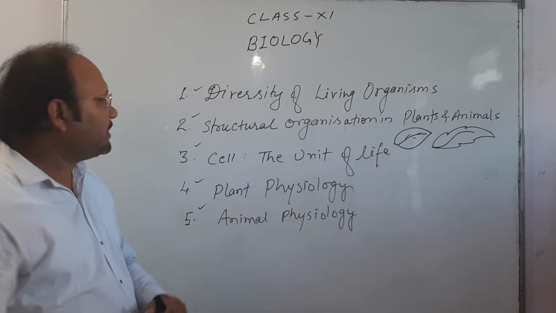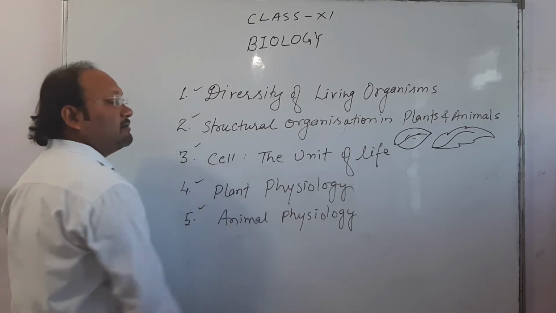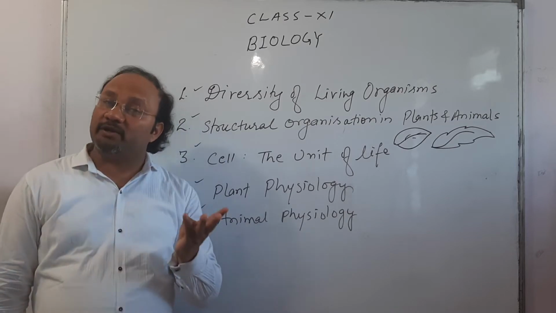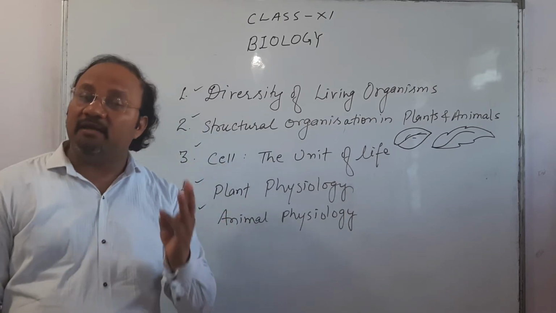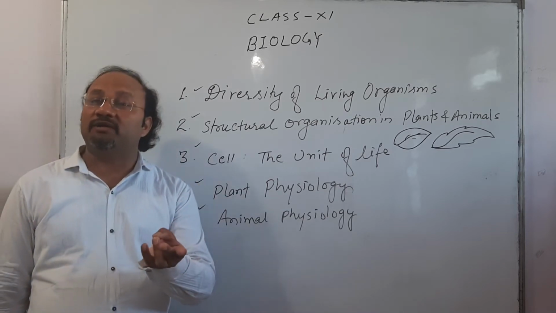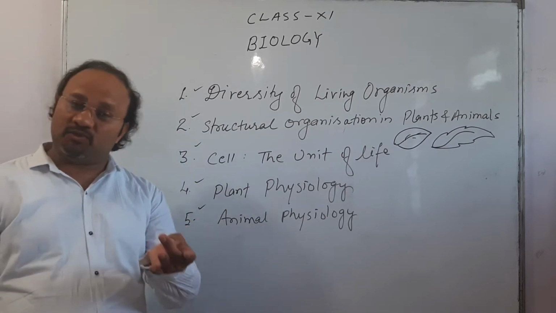Then after, third unit is about the cell. Remember, prokaryotic cell, eukaryotic cell, plant cell, animal cell. They are cell organelles, right? Like mitochondria, Golgi body, lysosome, etc.